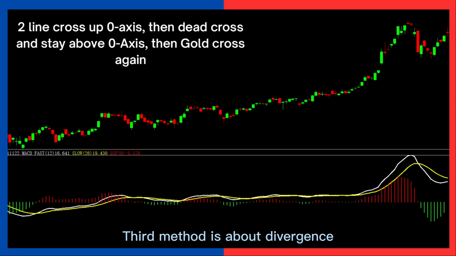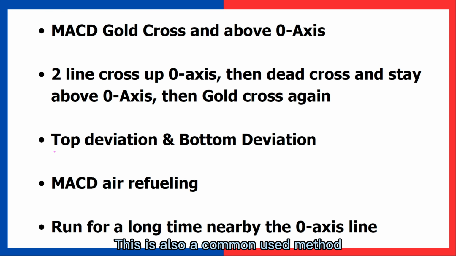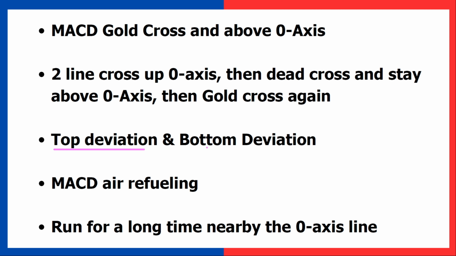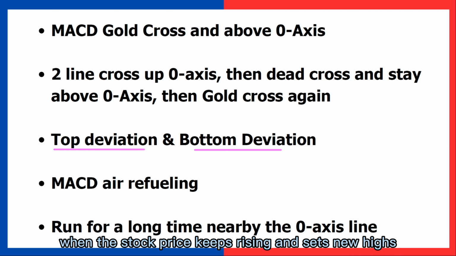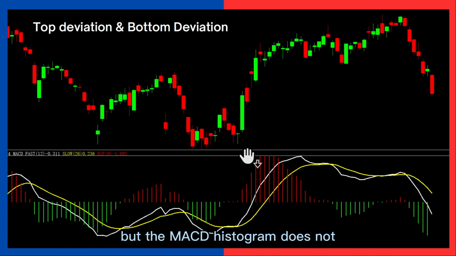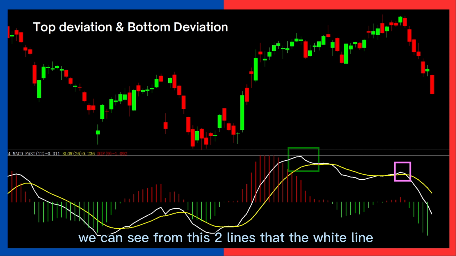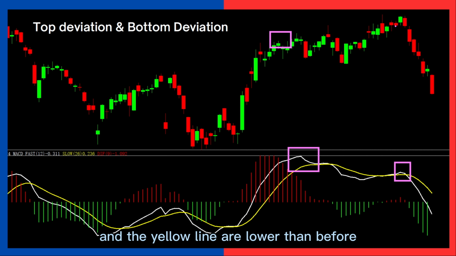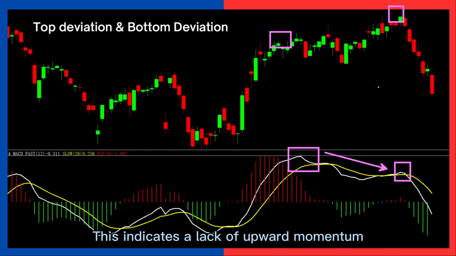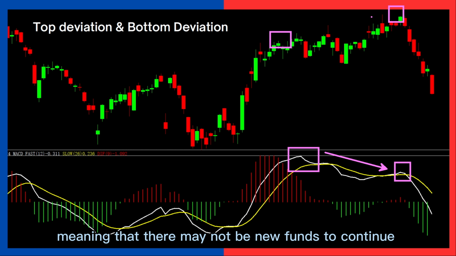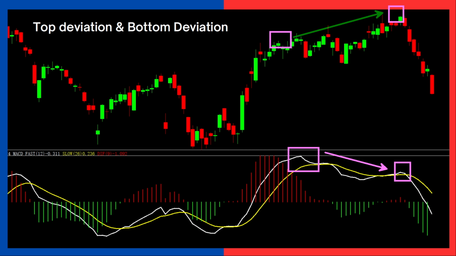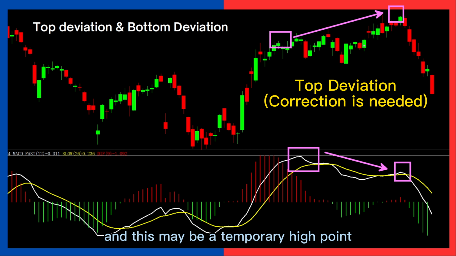The third method is about divergence. This is also a common method of use. For example, when the stock price keeps rising and sets new highs, but the MACD histogram does not follow and is shorter than before, we can see from these 2 lines, the white line and the yellow line, that they are lower than before. This indicates a lack of upward momentum, meaning that there may not be new funds to continue the upward trend, and this may be a temporary high point.